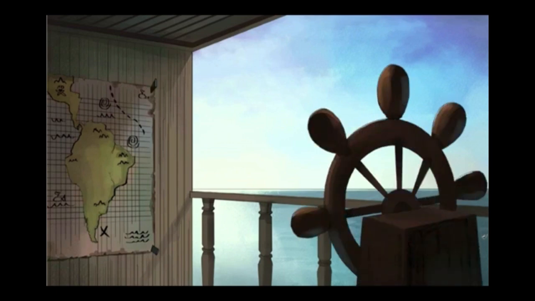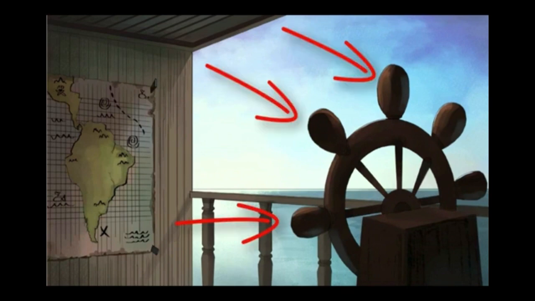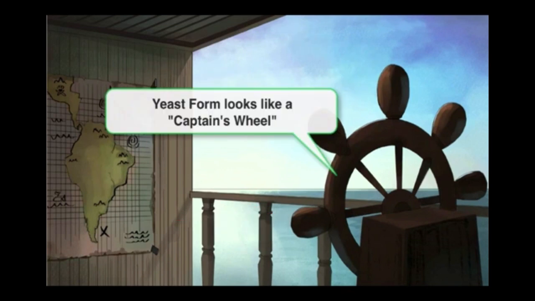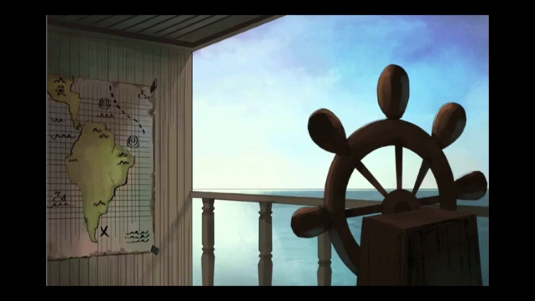So take a look at this captain's wheel and notice how the handles of the wheel are rounded and bulbous shaped. And this is exactly how the yeast form looks like in the lungs. If there's a yeast form, then there must be a mold form. And there is. So that makes this fungi dimorphic, just like all the other systemic mycoses.